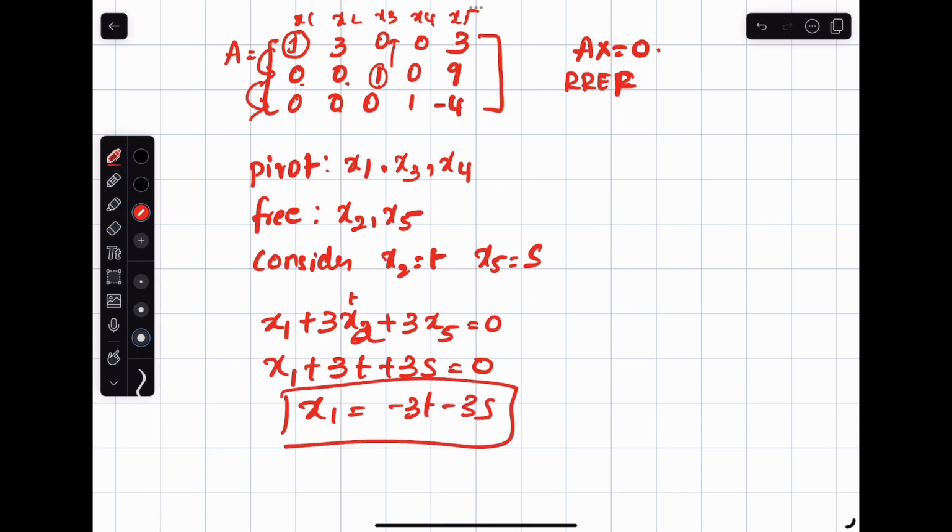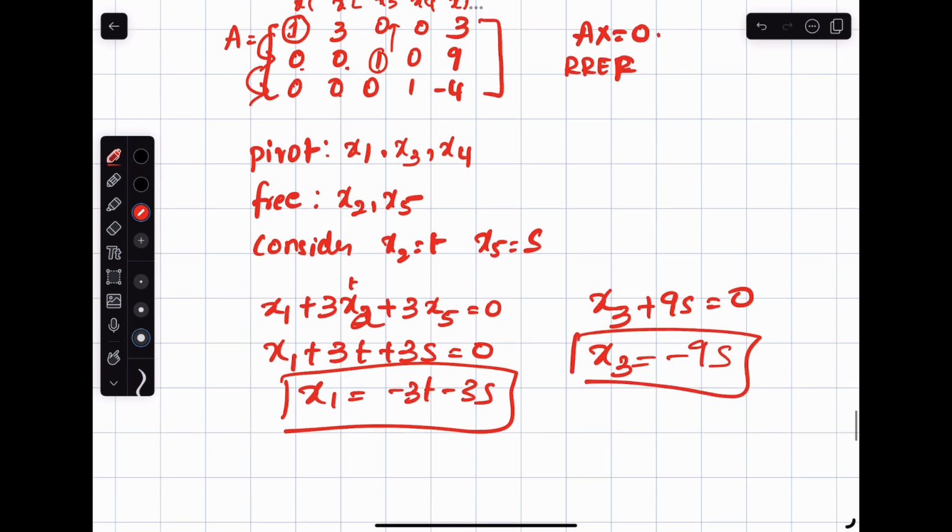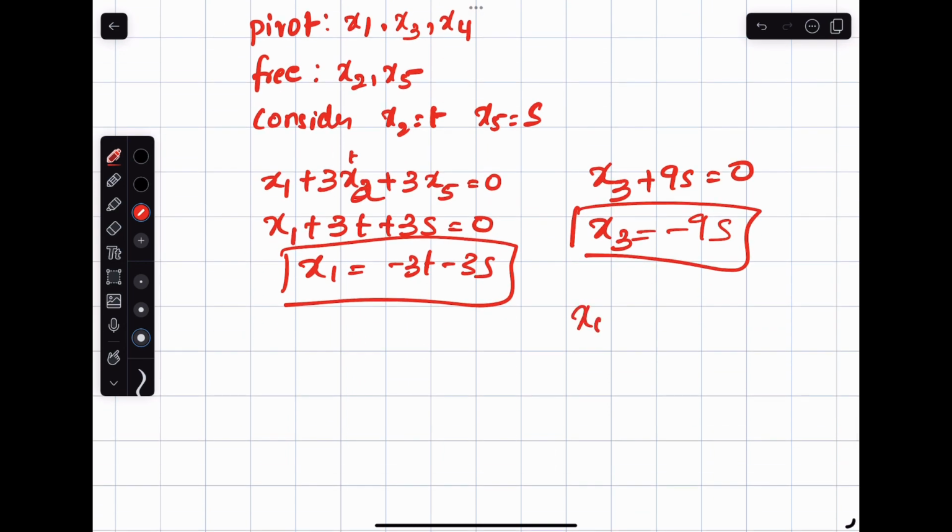Similarly, we will write for the other two rows. So x3 plus 9s is equal to 0. I am directly writing them. x3 is equal to minus 9s. So we got x3. Then I am writing for x4. My x4 minus 4s is equal to 0, so x4 is equal to 4s. All right, we got the equations.